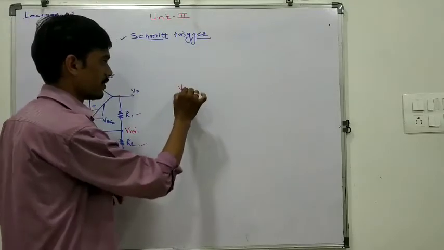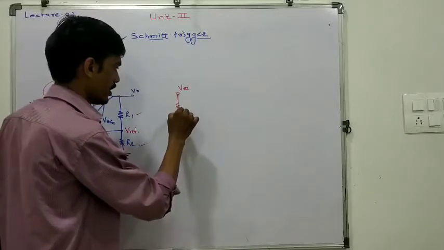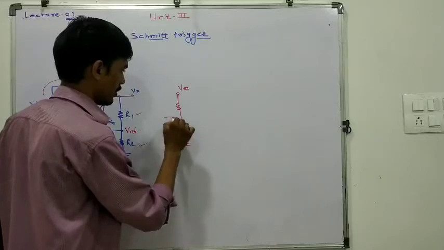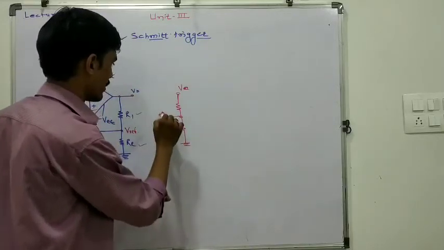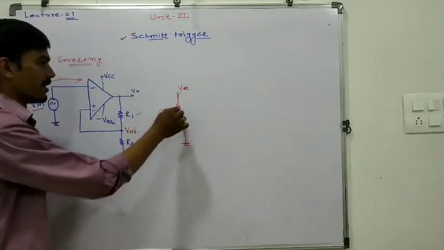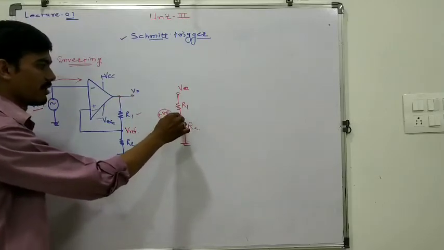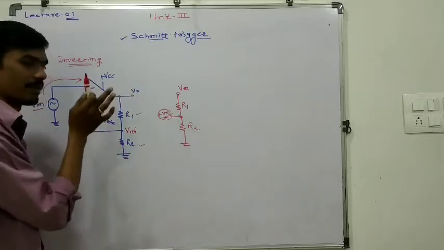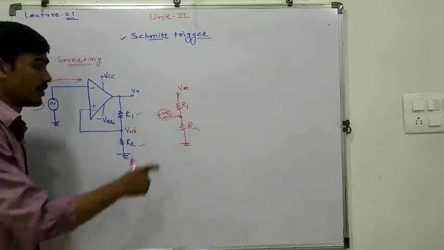Source is nothing but the VO, because VO is one of the voltages. We are taking output from this. So this is the positive terminal of the operational amplifier. Ultimately these are R1 and R2, and in between we are taking some voltage, which is fed back to the operational amplifier. So this will act as a voltage divider circuit.